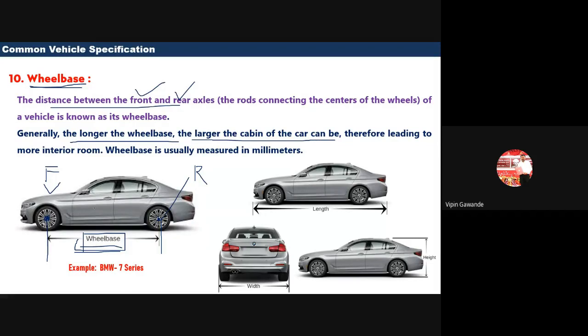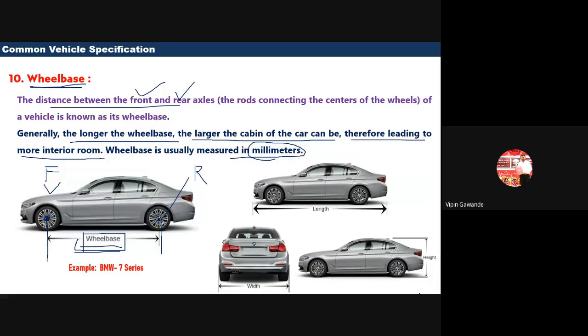So here you will get more space in between these two wheels, so you will get a larger cabin size, leading to more interior room. If this space, that is the wheelbase, is more, then you will get more space here. This is measured in terms of what? Millimeters. Wheelbase is measured in millimeters.